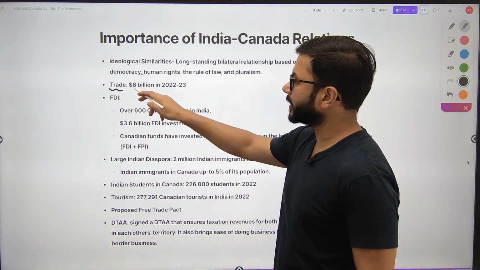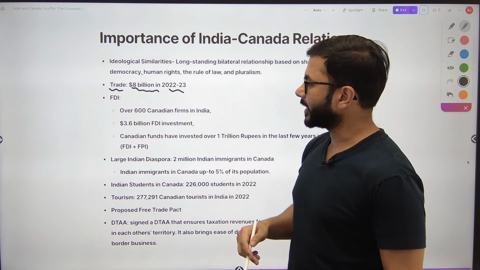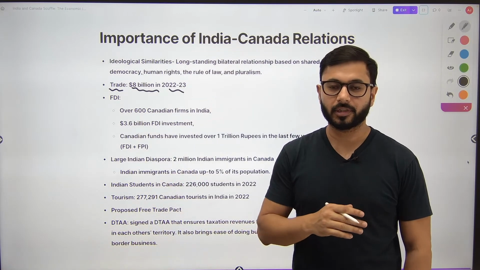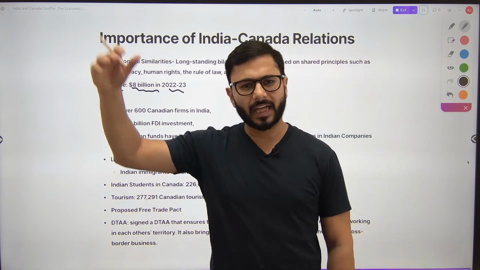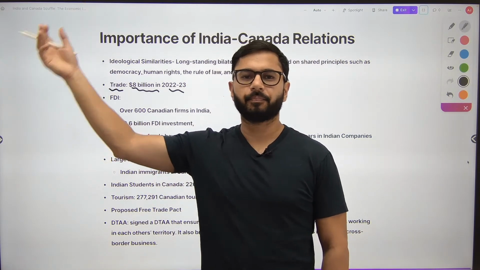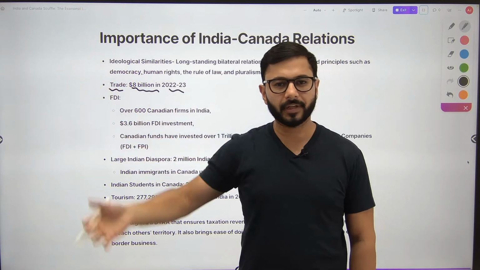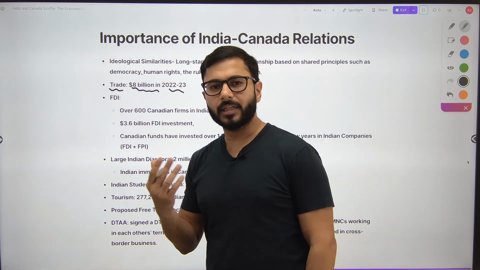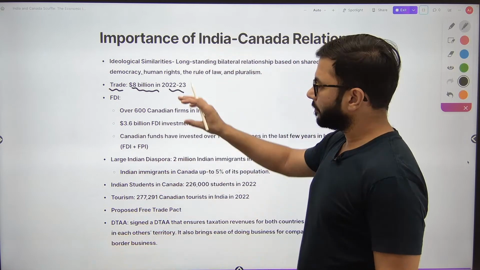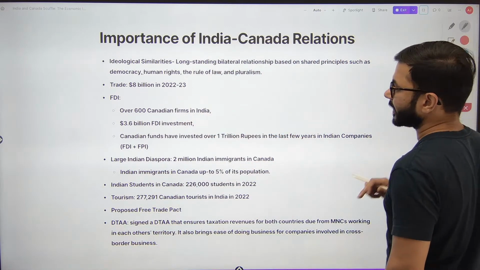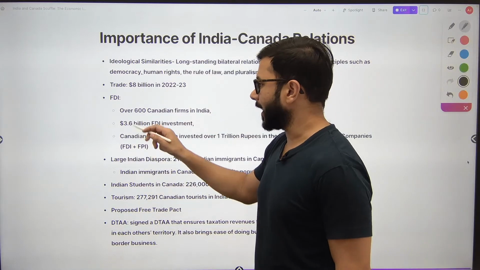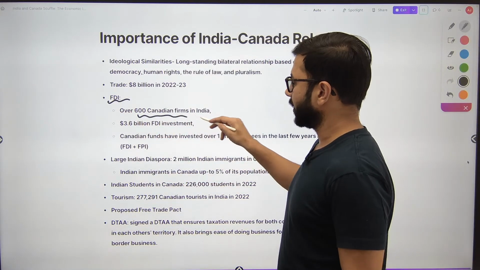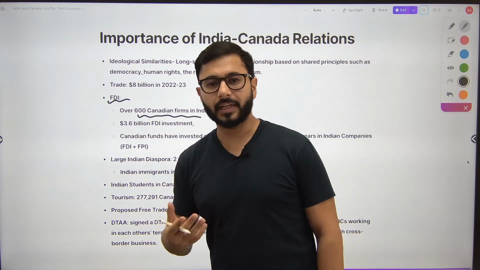If we talk about trade, 8 billion in 2022-23, which is not a lot compared to India's trade with various other countries. But even then, because Canada is in another part of the world altogether near the Pacific and India is here, so carrying out trade in such large numbers automatically becomes more expensive. But even then, it is significant for both the nations. FDI, foreign direct investment की अगर हम बात करें, Canadians invest heavily in India.